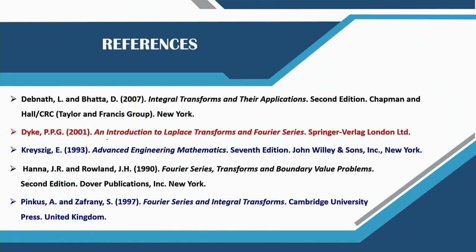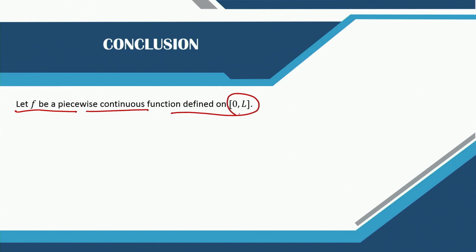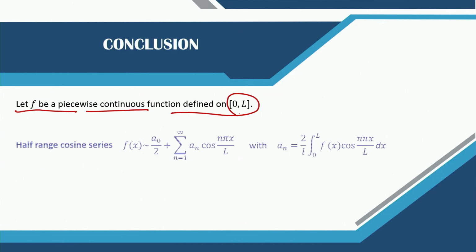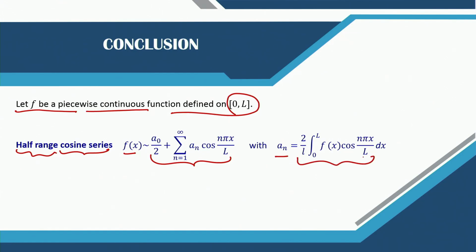Well, so these are the references we have used for preparing these lectures, and now to conclude what we have discussed in this lecture: suppose f is a piecewise continuous function defined in the interval 0 to L, then if we wish to write down the cosine series, or half range cosine series, f x can be represented purely in terms of the cosine functions, where a n is given by 2 over L integral 0 to L f x cos n pi x over L.